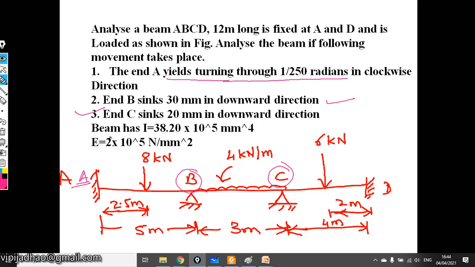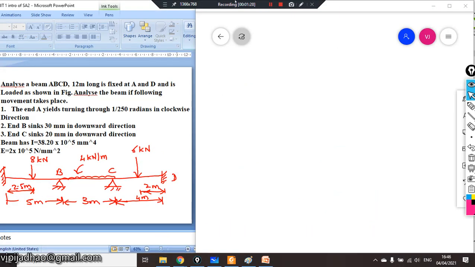Again, the moment of inertia for this particular beam is given as I equal to 38.20 into 10 raised to power 5 mm to the power 4, and the value of E, that is the modulus of elasticity for the beam material, is given as 2 into 10 raised to power 5 Newton per mm square. The problem statement is as given in the presentation slide.